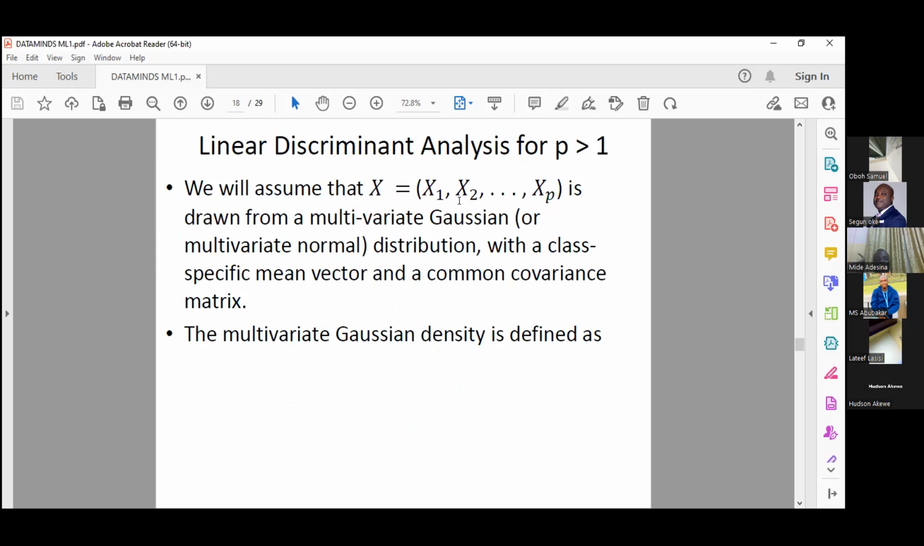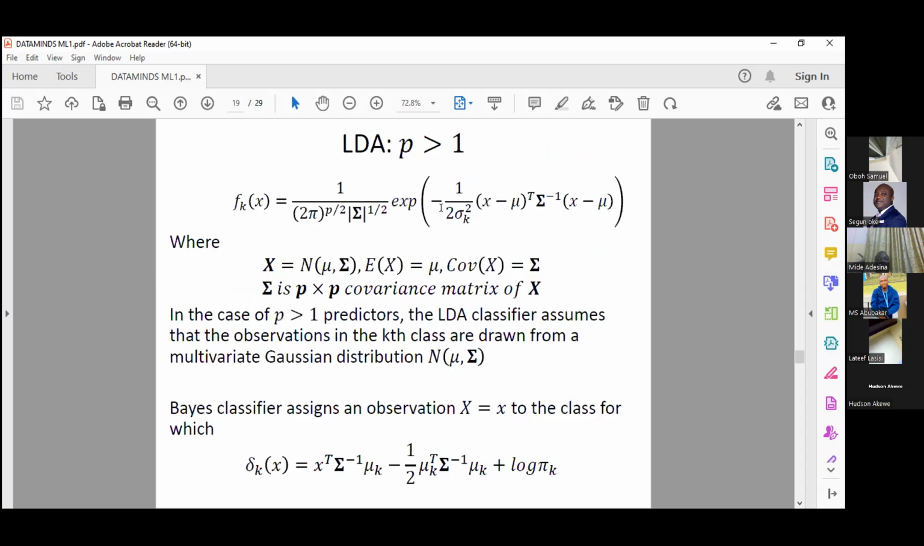Now, in the case where we have linear analysis with predictors greater than 1, we talk about the multivariate Gaussian density. That one is applicable when the predictor is greater than 1, and it is expressed as follows.